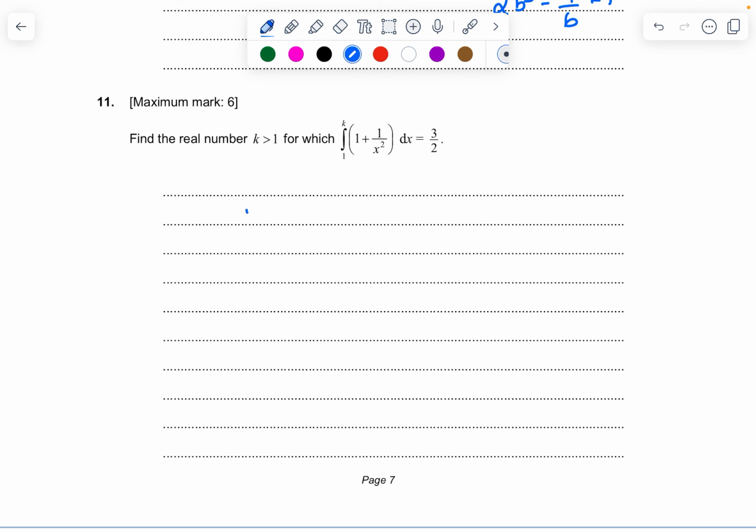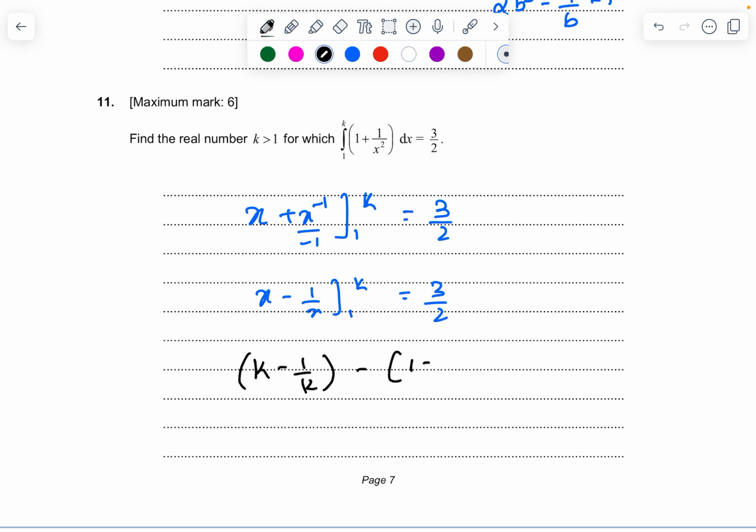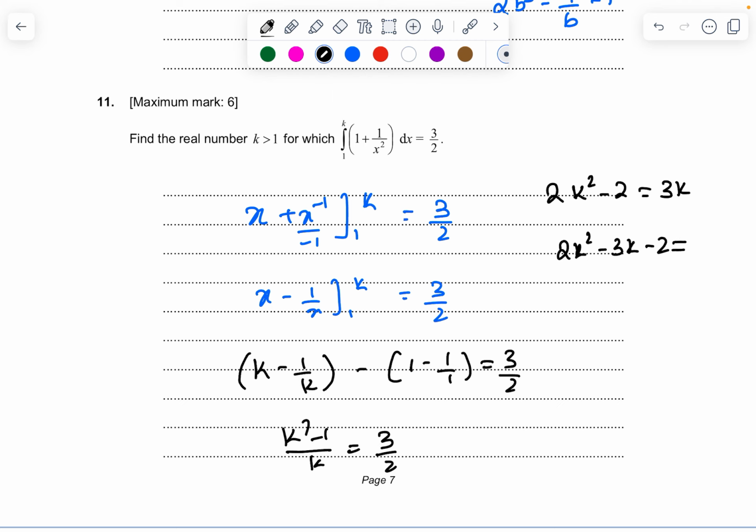K to 1. So one integral is x plus x power negative 1 upon negative 1 from 1 to k, then equals 3 upon 2. So x minus 1 upon x from 1 to k equals 3 upon 2. So k minus 1 upon k minus 1 upon 1 equals 3 upon 2. So k squared minus 1 upon k equals 3 upon 2. So it becomes 2k squared minus 2 equals 3k. So 2k squared minus 3k minus 2 equals 0.